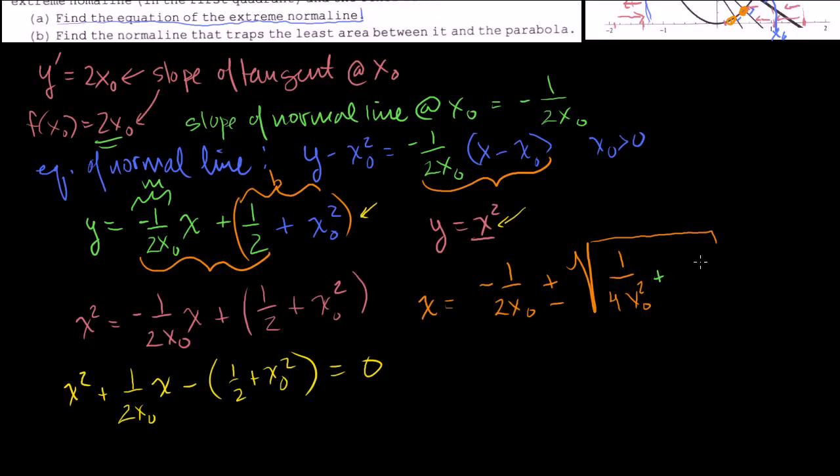4 times this is just 2 plus 4 x naught squared. All I did is, this is 4ac right here. Well, minus 4ac. The minus and the minus canceled out. So you got a plus. There's a 1. So 4 times c is just 2 plus 4 x naught squared. I just multiplied this by 2. And of course, all of this should be over 2 times a. A is just 2 there.